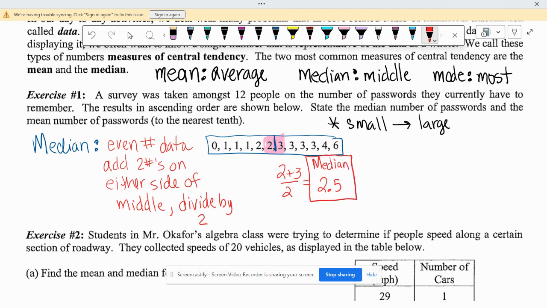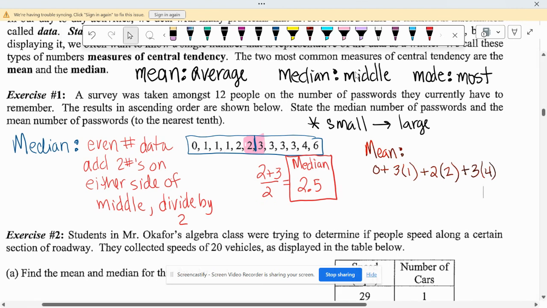That is my median. To find the mean, because it also asks us for the mean, if I wanted to find the mean, well, that's just the average. That means I add up all the numbers: 0 plus 3 times 1, because I have 3 ones, plus 2 times 2, because I have 2 number 2s, plus 3 times 4, because I have 4 3s, plus 4 plus 6, right?